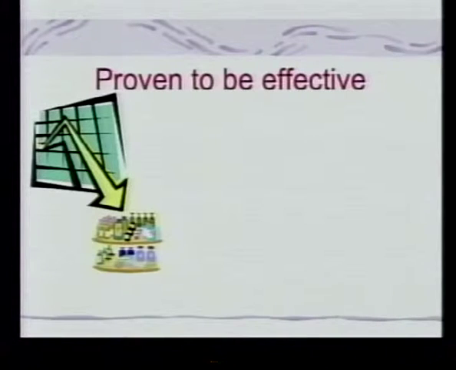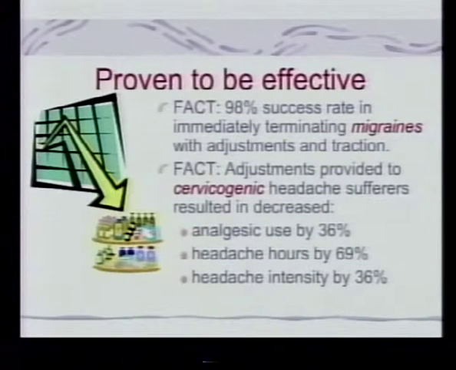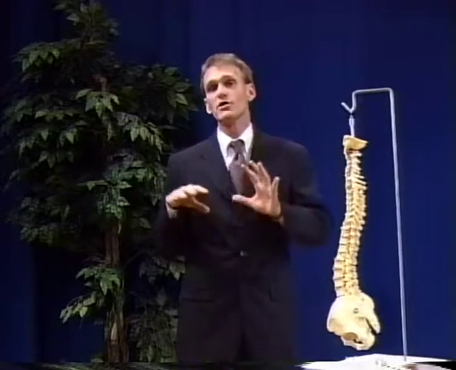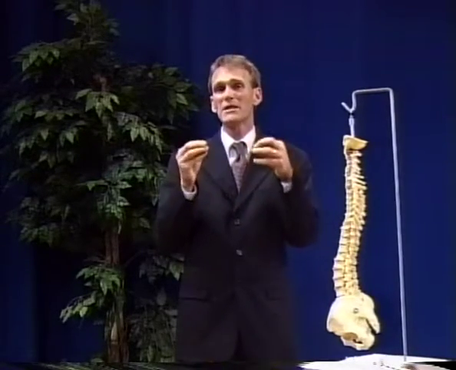Proven to be effective. Fact, 98% success rate in immediately terminating migraines with chiropractic adjustments and traction. Another fact, adjustments provided to servogenic headache sufferers resulted in decreased analgesic use, headache hours, and headache intensity. Chiropractic, in my opinion, is the most effective way, is a starting block for where you can get relief from your headaches. I also look at everybody's history. We try to tune up your diet, look at some of the areas of emotional stress, but that underlying spinal curvature, that motion of the spine, and reducing muscle tension and bony subluxations is where I start with most or all of my patients. Let's look at our next slide.